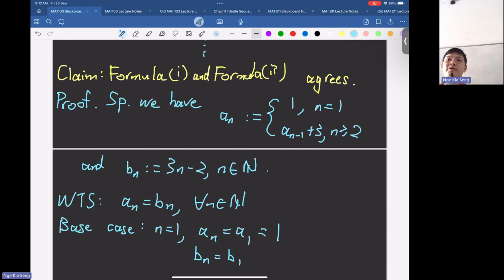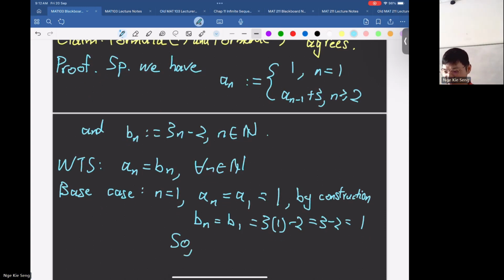B_1 equals 1. Before that, what do you get? You need to prove to me why B_1 is 1, right? Why is A_1 equal to 1? By construction. No need to compute it, I already defined it for you. But B_n is different. It changes with n. So B_1 equals 3 times 1 minus 2, which is 3 minus 2, which is 1. So A_1 equals B_1. Does it make sense? So we proved the base case.